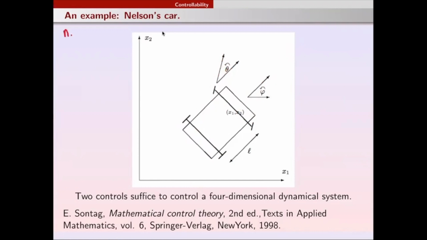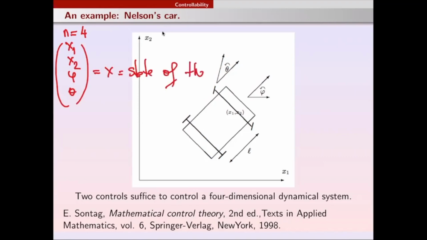So here n is equal to 4. There are 4 states in the system: x1, x2, phi, and theta. So this is going to be the state of the system. Of course, you could say, well, I am also interested in the velocity. Then you could add 2 more, or more for angular velocity and so on. But let us make it simple.